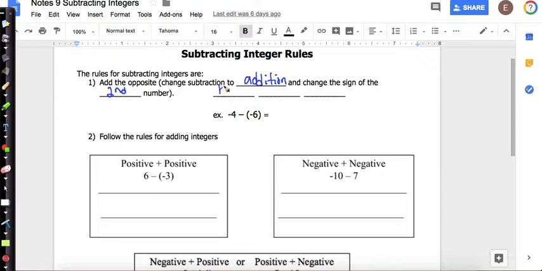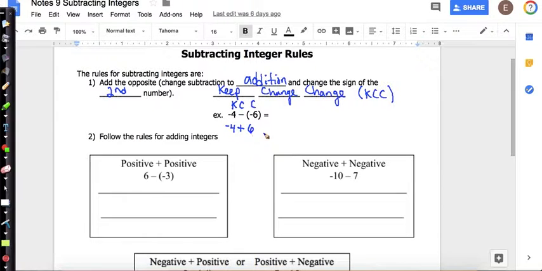So we have an acronym called keep, change, change, which is KCC. So that should sound familiar. So here's how it works. We put the K over the first number, C over the subtraction sign, and C over the last number. So we're going to keep, we're going to change the subtraction to addition, and we're going to change the sign of the second number. It's -6, so it becomes +6.